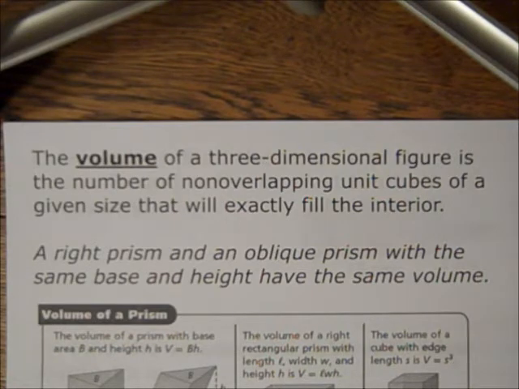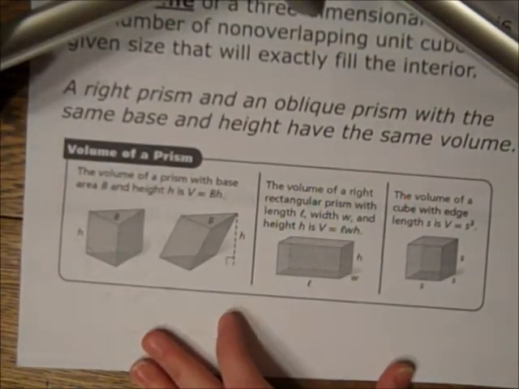With surface area, we had a problem, the difference between an oblique prism and a right prism that changed the surface area. But with volume, it does not change. So we can actually find the volume of oblique or right. So we're going to start with prisms.